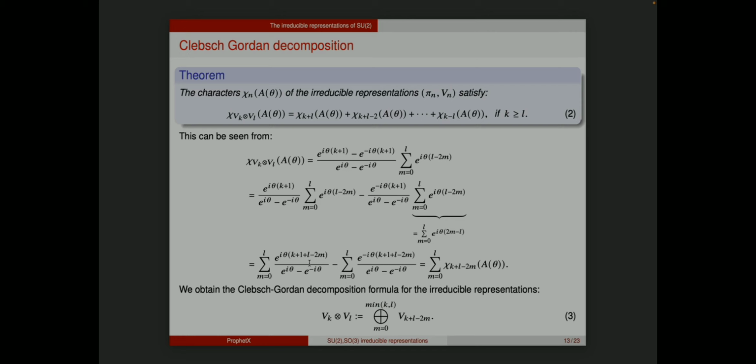Because using this formula, this is basically the character, the (k plus l minus 2m)th character evaluated in the matrix, which is constant on conjugacy classes. So the Clebsch-Gordan decomposition formula for the irreducible representations of SU2 reads as follows. It decomposes the tensor product into a direct sum of irreducibles.